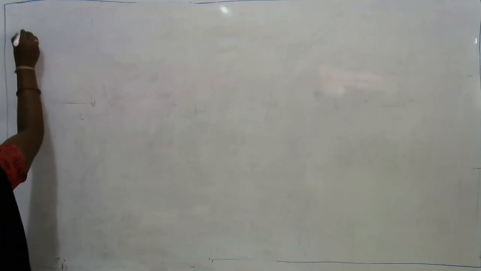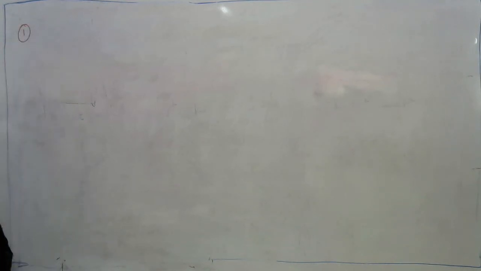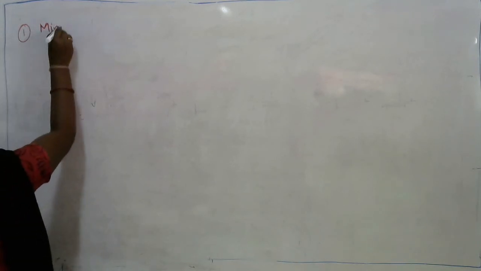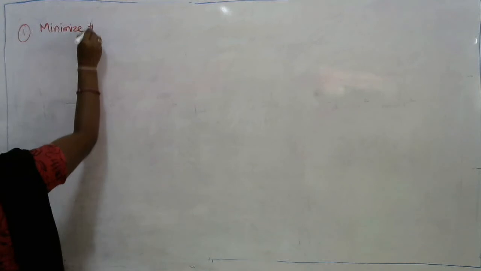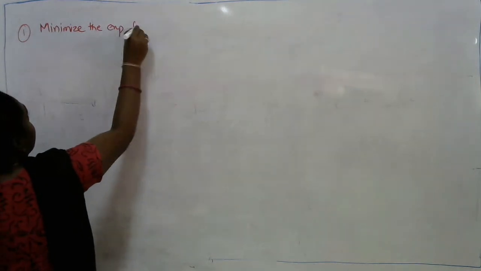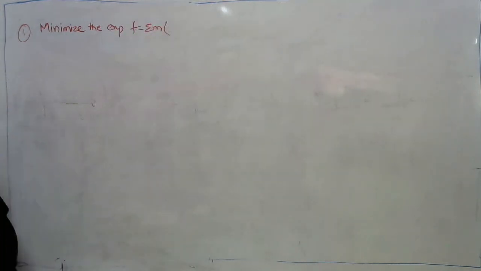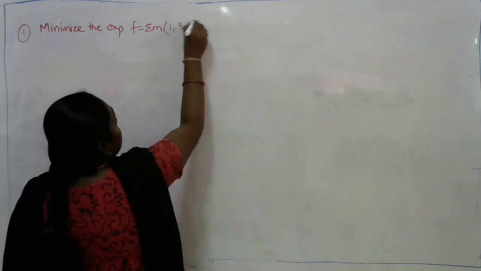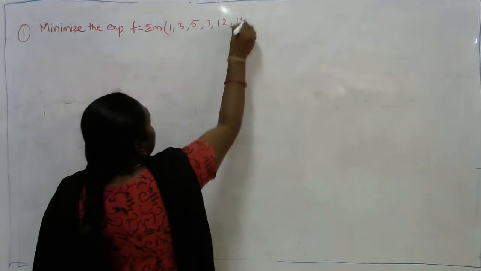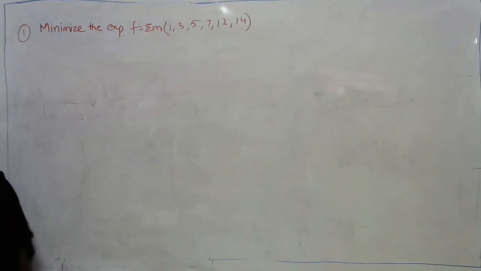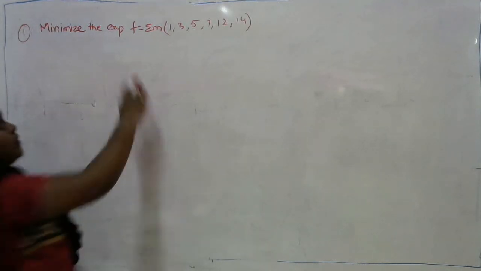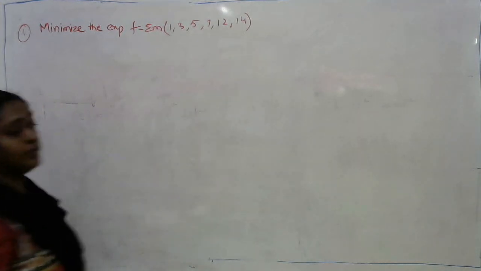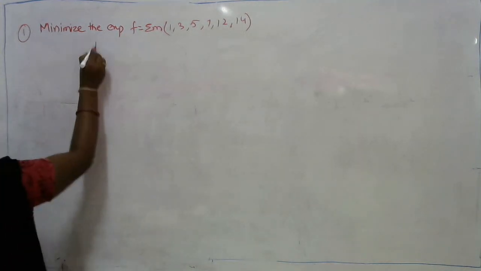So here we need to minimize the expression f equal to sigma m of 1, 3, 5, 7, 12, 14 using the K-map. So here this is the question. We need to simplify this by using the K-map method.